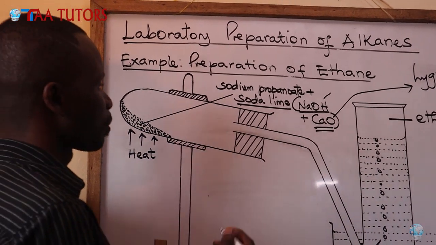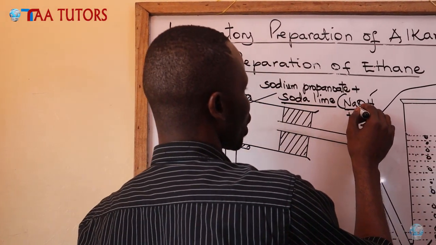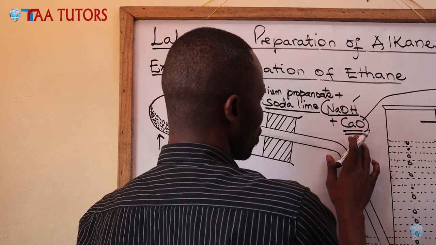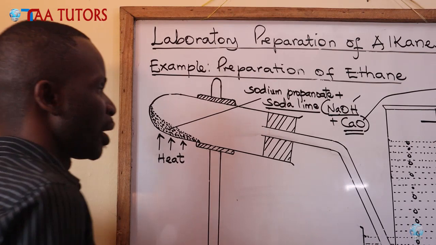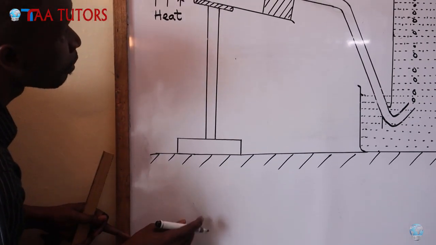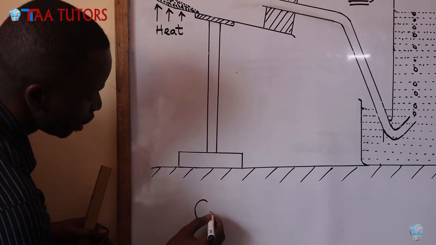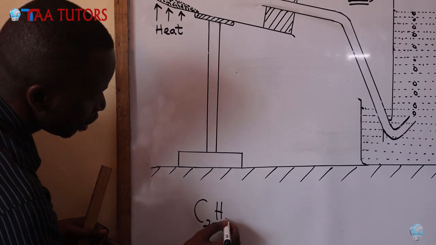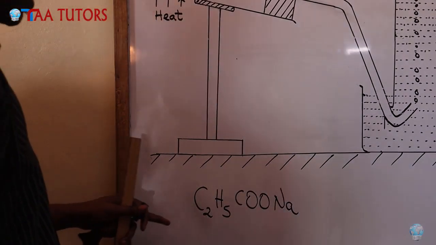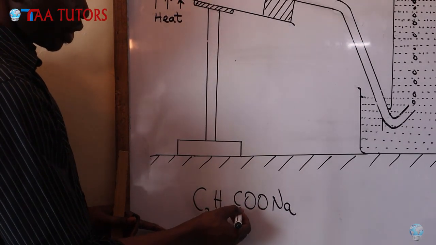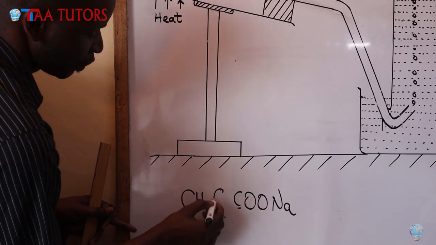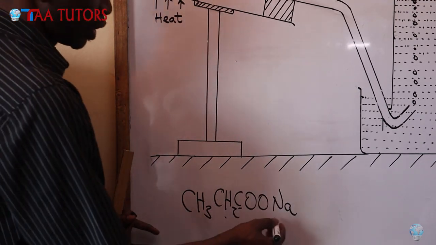Now, I've said that when you react sodium propanoate, it is going to react with sodium hydroxide, not calcium oxide. But what we need to use is soda lime, which is a mixture of both of these. In the reaction, only sodium hydroxide reacts. So if we are reacting sodium propanoate, that is C2H5COONa, this is sodium propanoate, propanoate because there are 3 carbon atoms here.